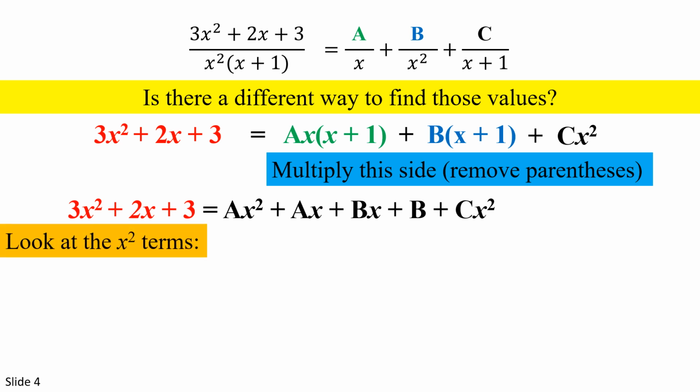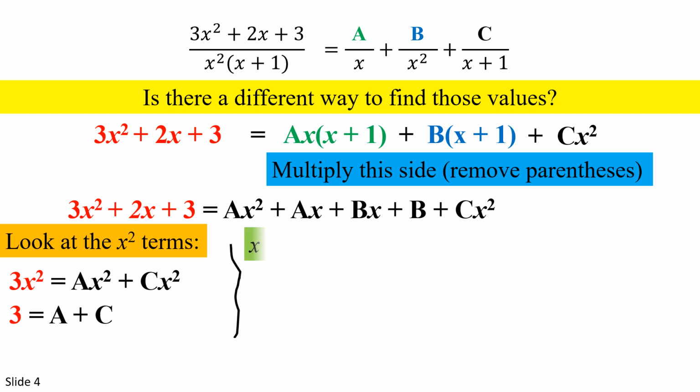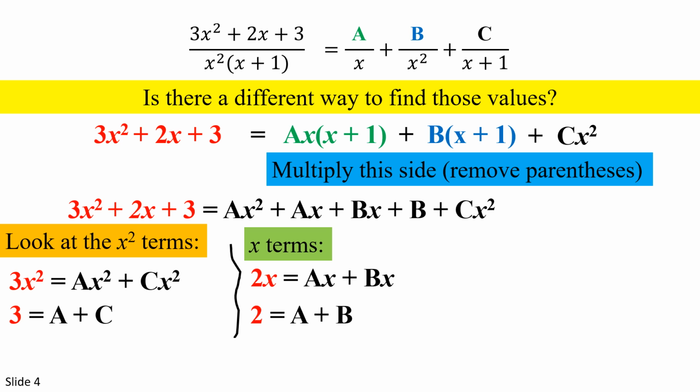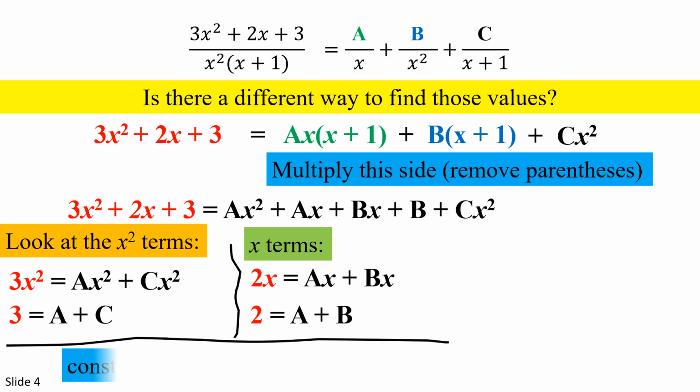If we look at the x squared terms, 3x squared equals ax squared plus cx squared, or just 3 equals a plus c. If we look at the x terms, 2x equals ax plus bx, or 2 equals a plus b. And the constant terms yield b equals 3. Oh, that's easy.